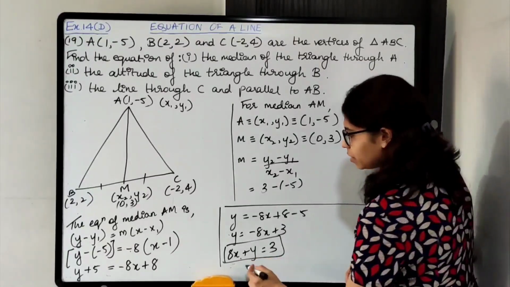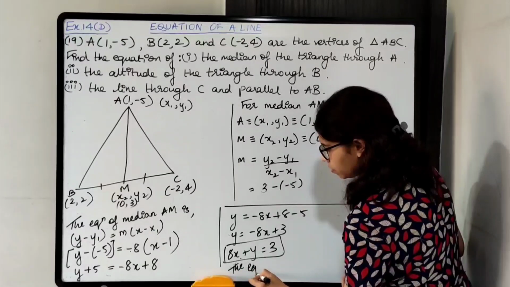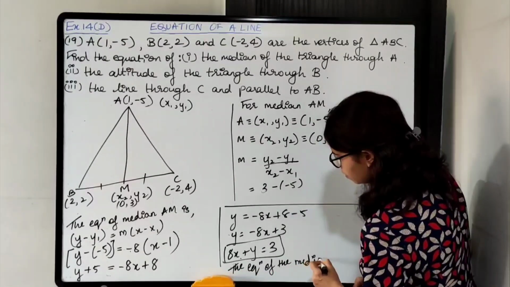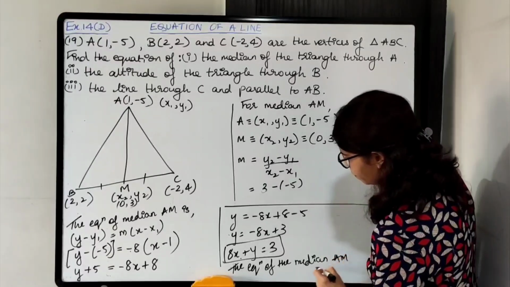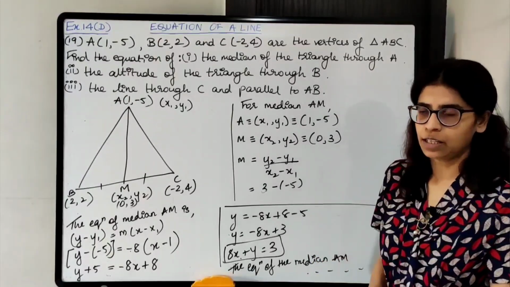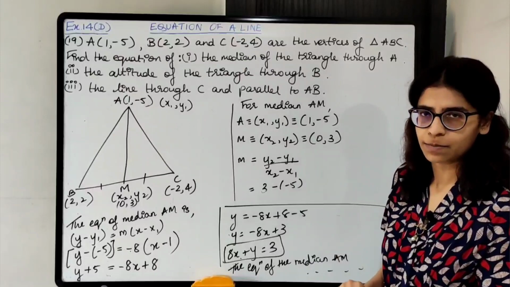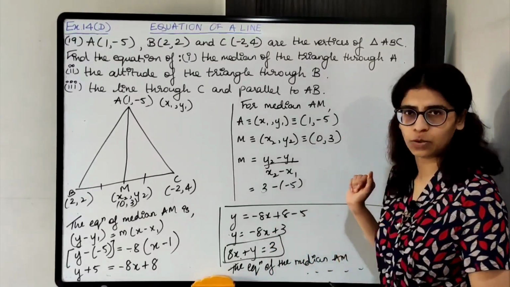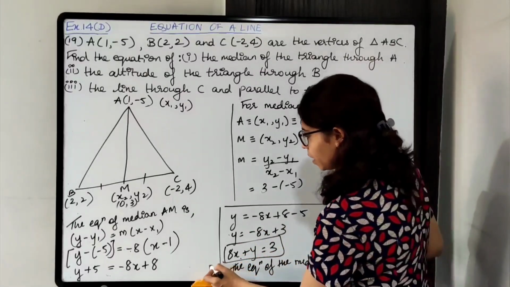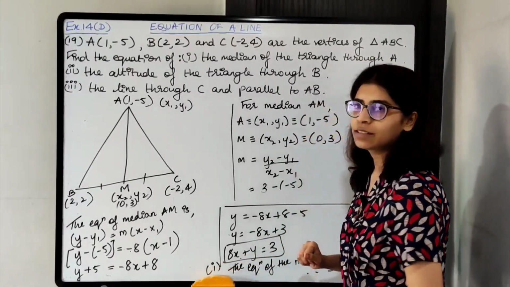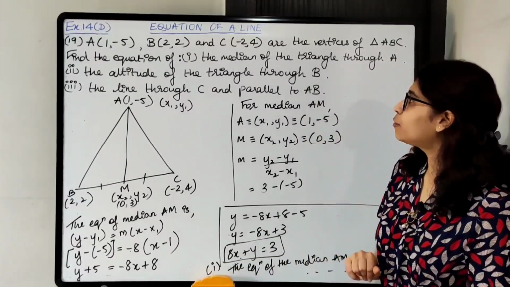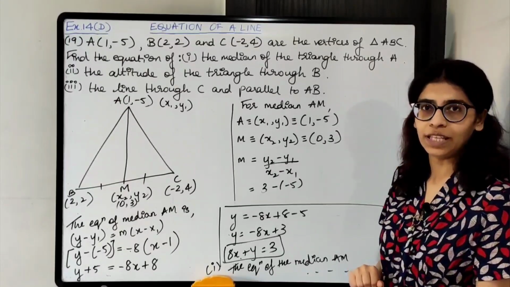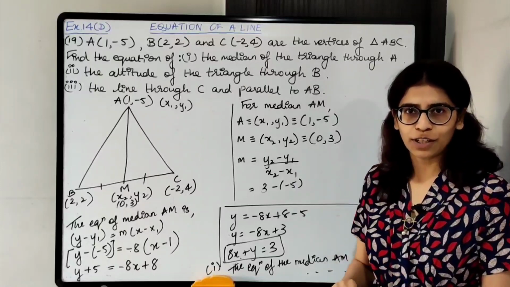Write down the statement. The equation of the median AM is 8x plus y equals to 3, or y equals to minus 8x plus 3. Okay, so don't forget the final statement and box the equation. This is the first part. All right, second part में we have to find the equation of the altitude of the triangle through B. So let's see how we'll solve now.